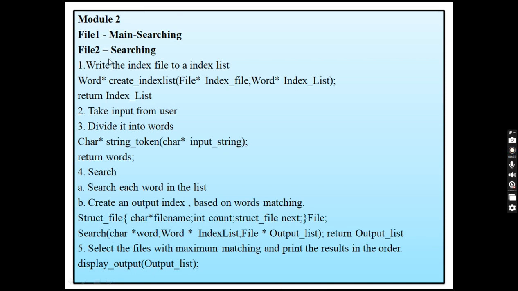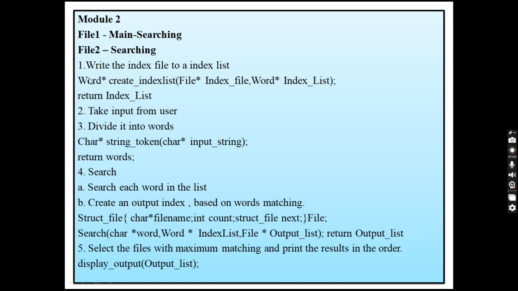Next we have file 2, searching. In this, first we are going to write the index file to an index list. Before starting the search phase, open the database file, read the word structure and store it in a linked list. This helps reduce the overhead of accessing the file repeatedly. So open the database file in read mode, read each word and related file information and store it in a linked list node. Read till the file is completely converted to a linked list. Make sure the sorted order is still maintained.